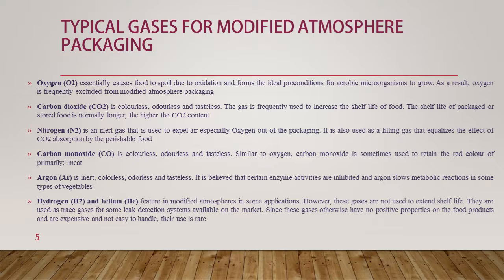Now, hydrogen and helium feature in modified atmospheres in some applications. However, these gases are not used to extend shelf life. They are used as trace gases for some leak detection systems. These are basically used in leak detection of MAP packaging, since these gases otherwise have no positive properties on the food products and are expensive and not easy to handle, and they are not basically used by normal people and are very rare.